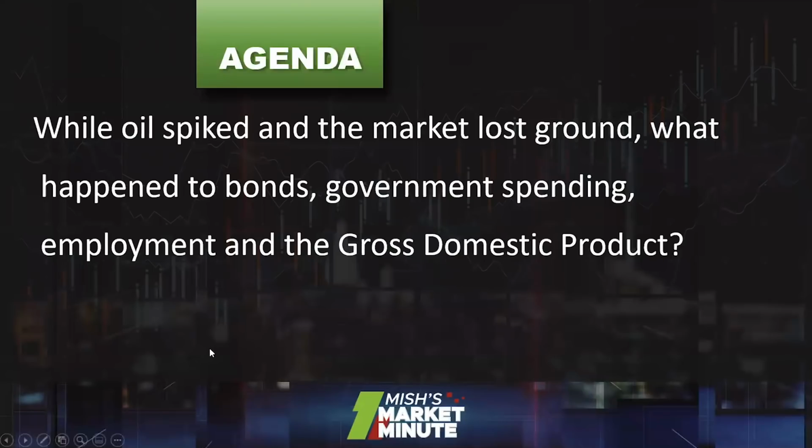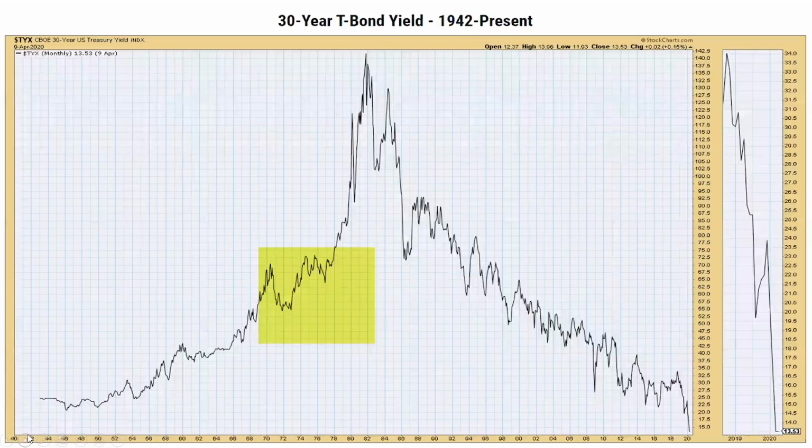Now, the next thing I want to explore here is when oil spiked and the market lost ground, what happened to bonds, government spending, employment numbers, and the gross domestic product. So here now you have a chart of the 30-year T-bill, 2 bonds, and by the way, all these charts are courtesy of StockCharts, from 1942 to the present.